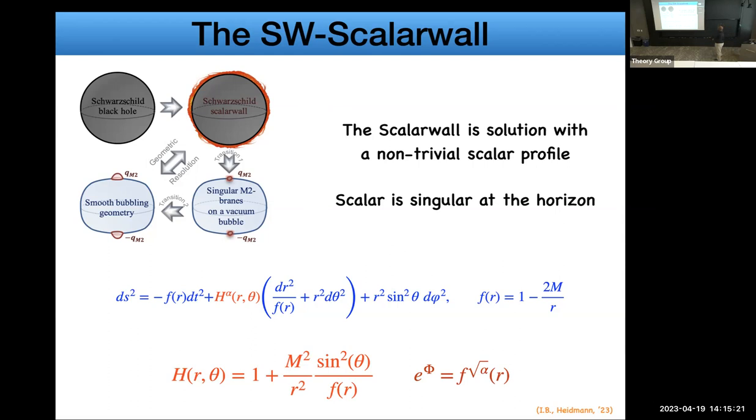So first, what we will do is, let's take this scalar hair solution, which is mostly Schwarzschild, except there is a scalar profile near the horizon.